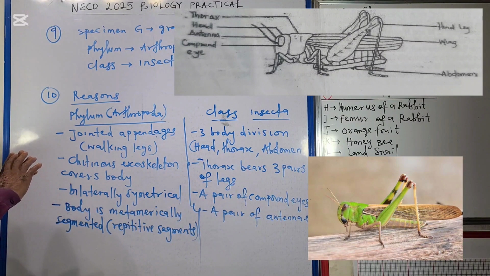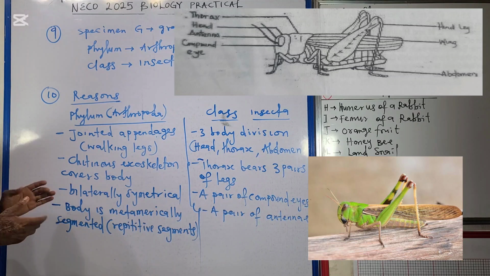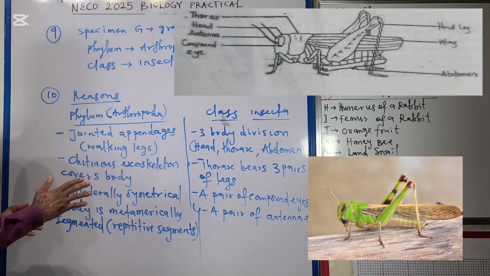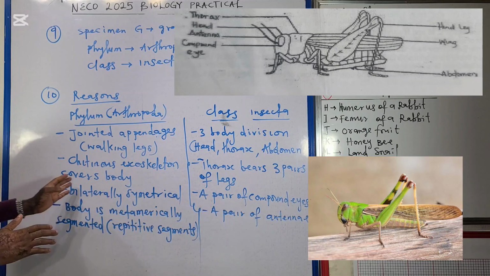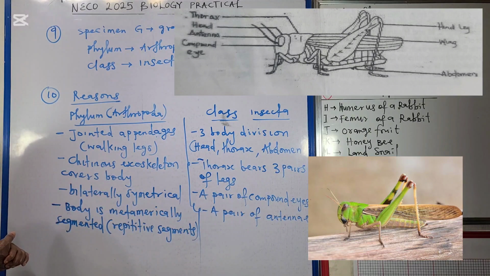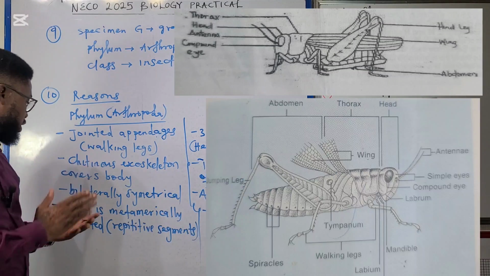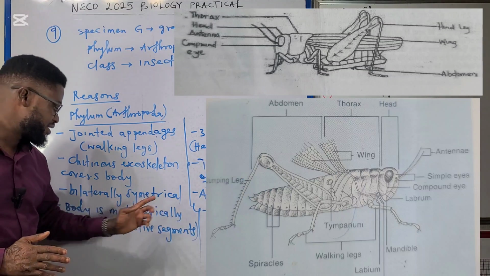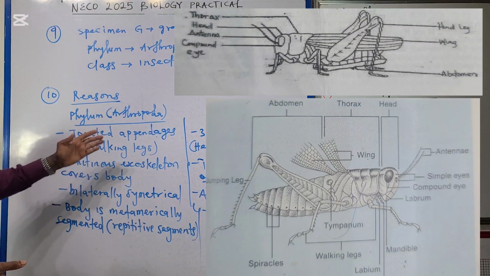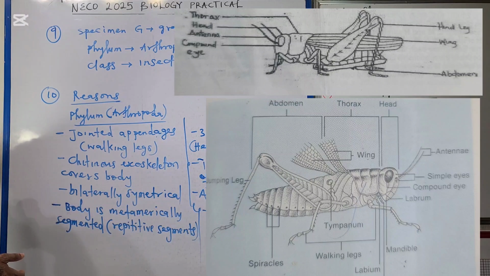That's the body is made up of a chitin exoskeleton. Now, chitin is a sort of protein that cases the body, that covers the body. It is bilaterally symmetrical, like we could divide it into 2 equal halves, bilaterally symmetrical. That's one of the reasons why we are classifying specimen G into the phylum Arthropoda. The body is also metamerically segmented.